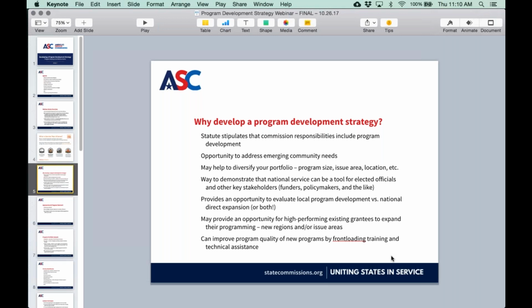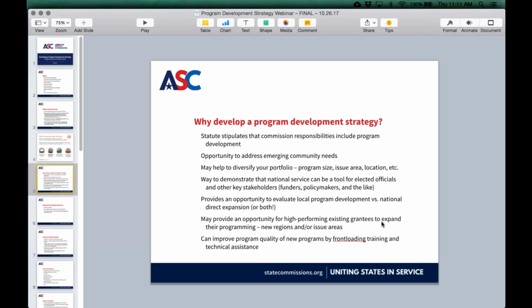And then finally, and again, this is not an exhaustive list, but one that we wanted to share with you as some of our ideas about why this is important: it can improve the quality of new programs by front-loading training and technical assistance. By that, what we mean is that if you have a very intentional and intensive program development strategy, you probably are going to end up front-loading a lot of the information that potential programs would need in order to be successful. And as a result, what we've seen in many instances, not all, is that it leads to programs being able to launch and get off the ground faster, and be more successful in that first year, which we all know is a very, very challenging year when you're launching an AmeriCorps program.